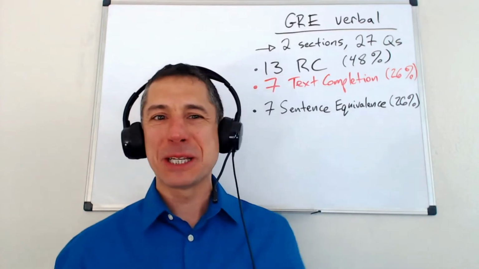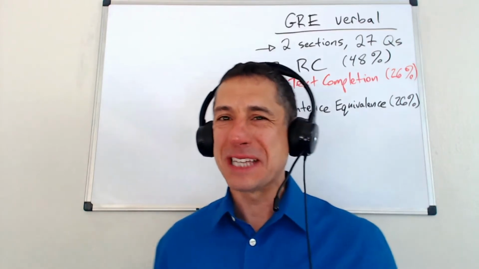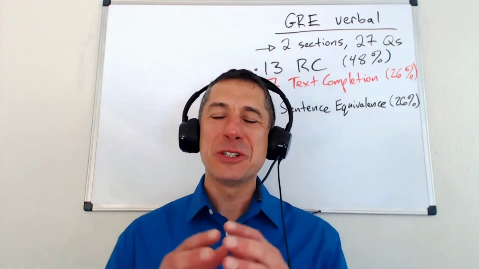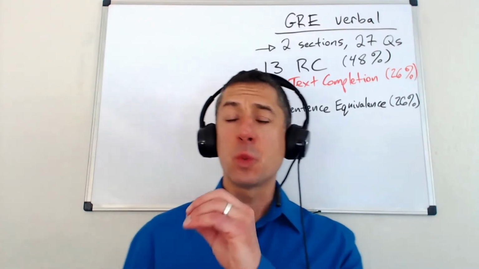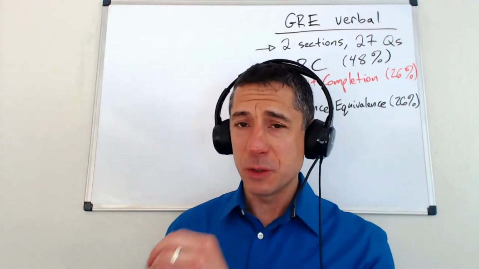Today we're going to talk about text completion questions on the GRE verbal section. Those are those nice little questions where you're going to get a sentence with one blank or two blanks or three blanks, and your job is to find the word or words that best fit in those blanks.